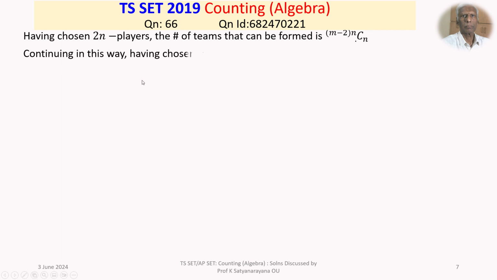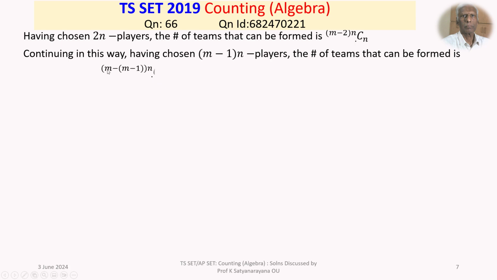Now, at the end, m minus 1 into n players will be there. This is the last step. The number of ways is, out of those n players you have to choose, that is mn minus m minus 1 times n Cn. This is m minus m minus 1, that is 1 times n Cn. So this is the last team.